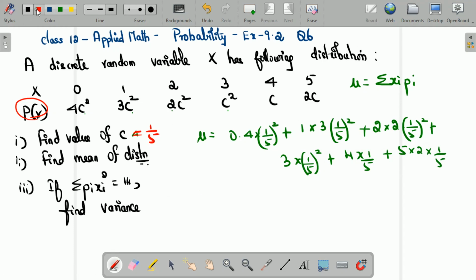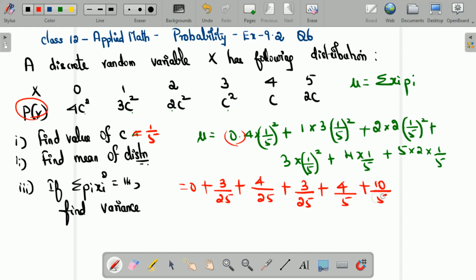So let's simplify. In this case 0 into 4, this whole expression is going to be equal to 0, plus this is (1 by 5) the whole square into 3. So this is 3 divided by 25 plus 2 into 2 is 4. So this is going to be 4 by 25 plus (1 by 5) the whole square into 3, so 3 divided by 25 plus 4 by 5 plus 10 by 5.